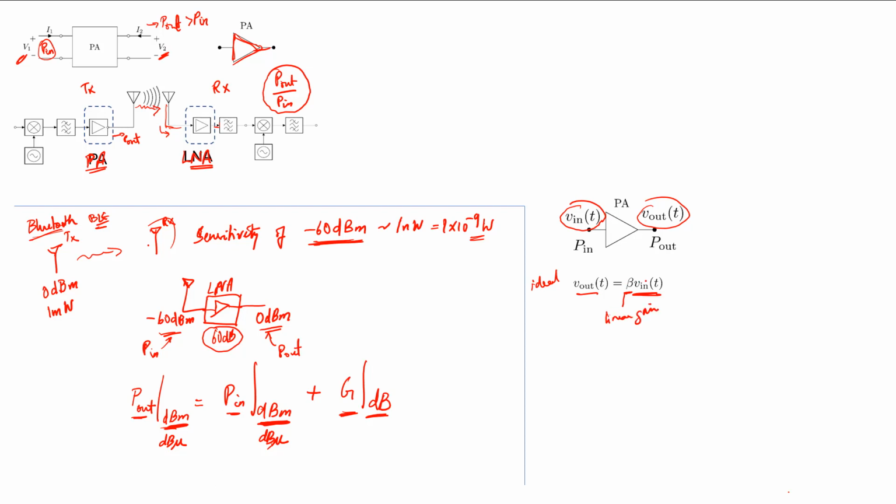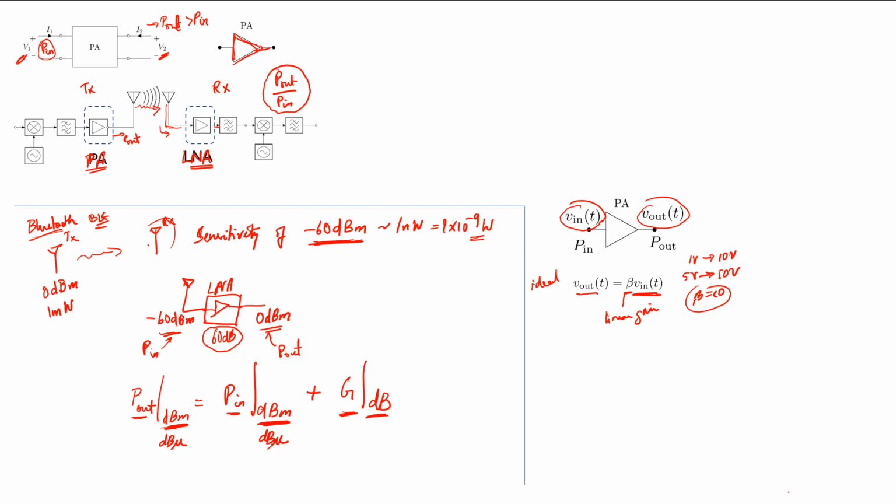So if the input is 1 volt, for example, and beta is 10, then the output is 10 volts. Let's say for 1 volt you get an output of 10 volts. If you have maybe 5 volts, then the output is 50 volts, and so on and so forth. So the beta is a factor of 10.